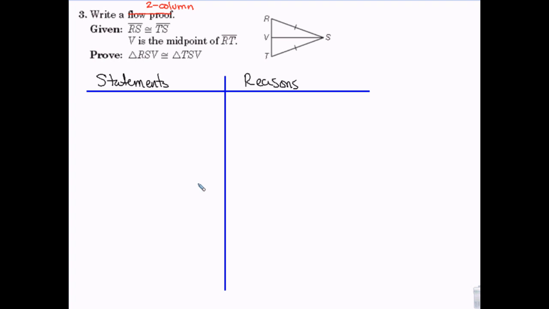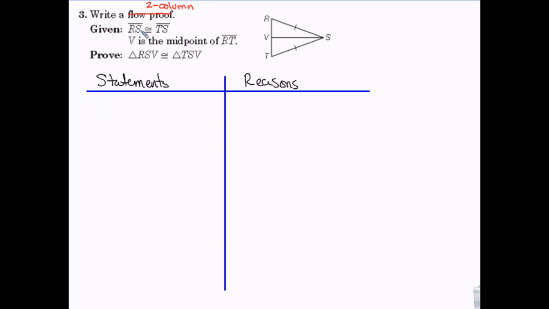Now, when you're doing your proof, if you get stuck, and maybe you think, I know that this line is the same length as this line, but I can't remember why I know that, put the statement in and leave the reason out. Just keep progressing. Do as much as you can, because the more you can do, the easier it will get to finish the whole thing. Okay?